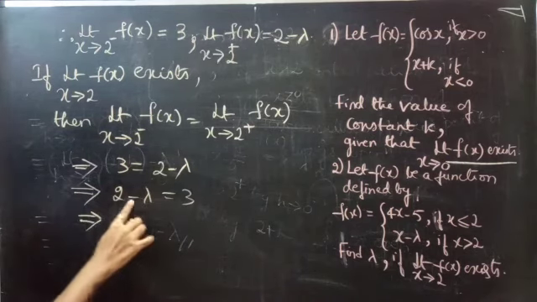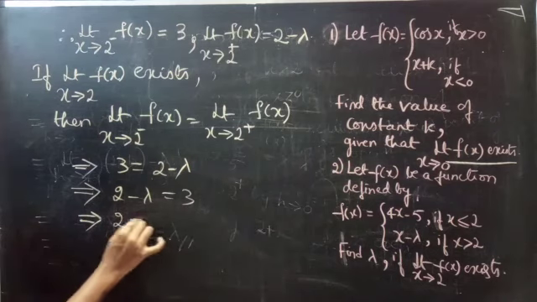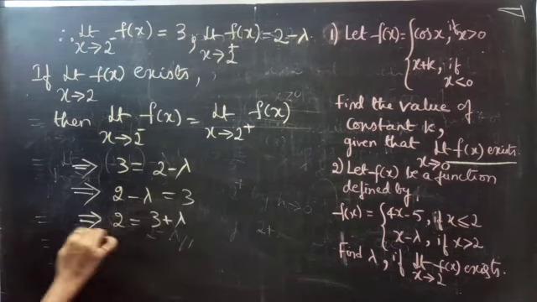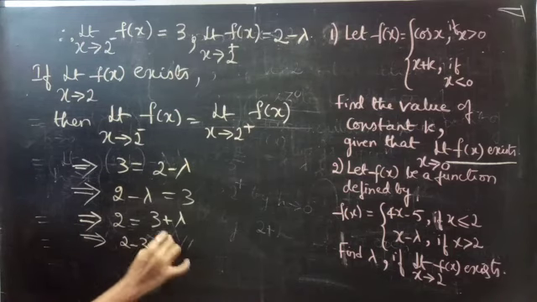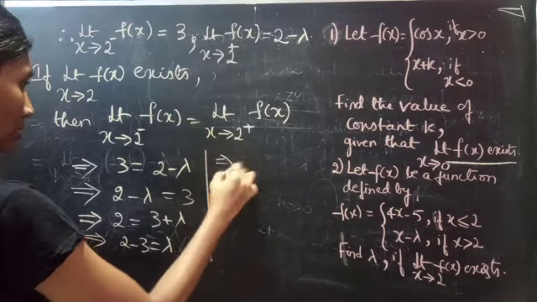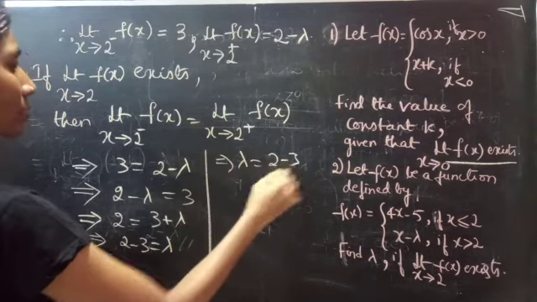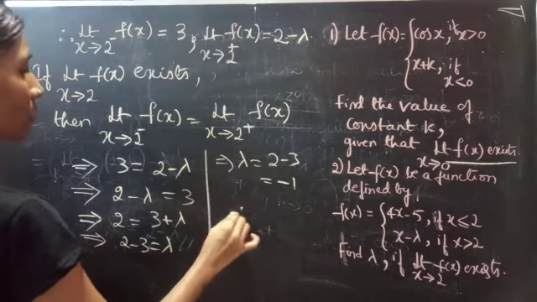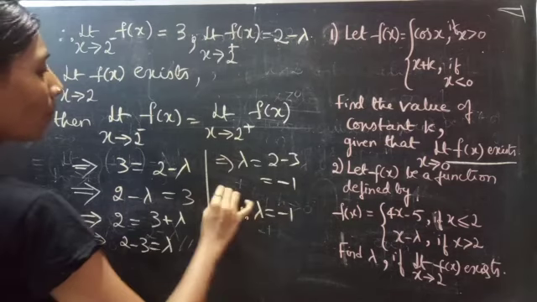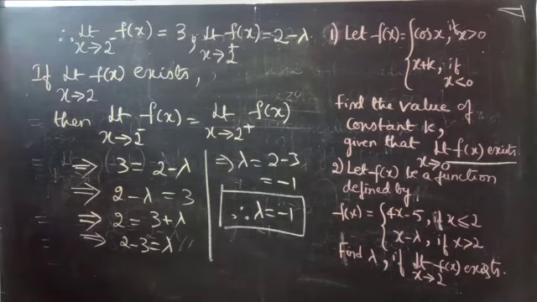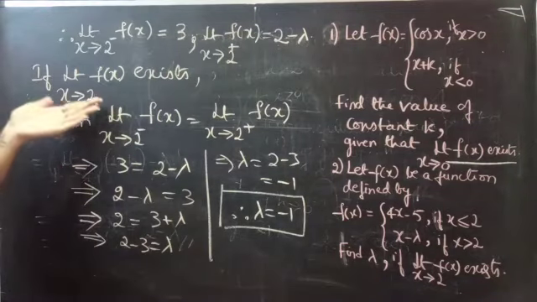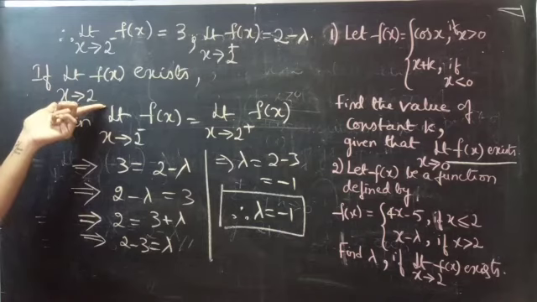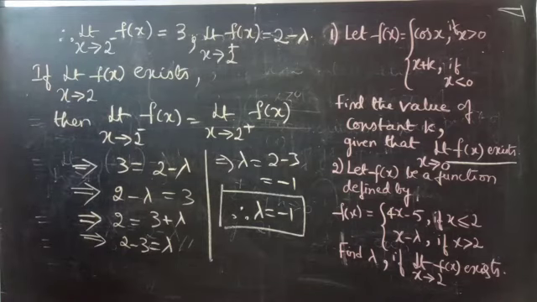If you take lambda to the right hand side, you'll get 3 plus lambda. Now get this 3 to the left hand side, then you'll get 2 minus 3 equals lambda. Since lambda equals 2 minus 3, 2 minus 3 is minus 1. So therefore lambda equals minus 1. So finally lambda equals minus 1 if limit x tends to 2 of f of x exists. So this completes the second problem.